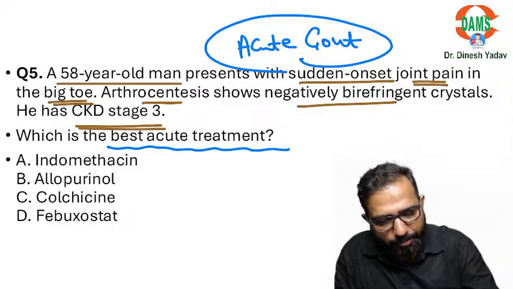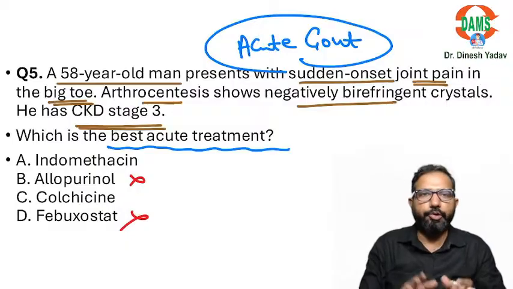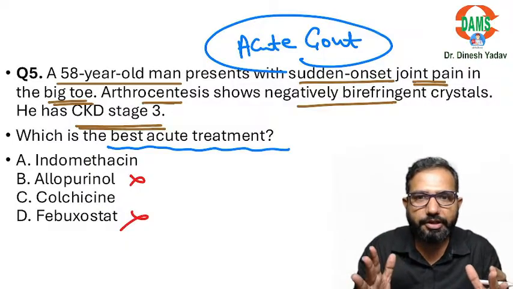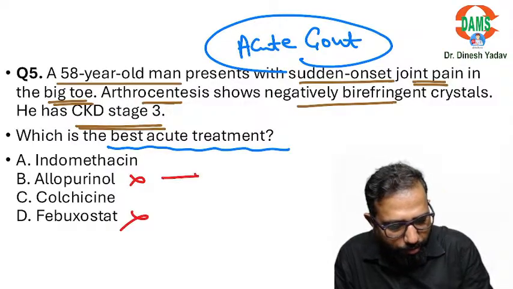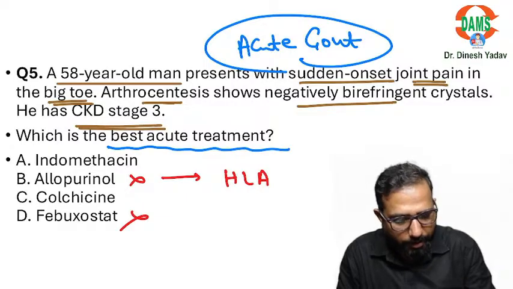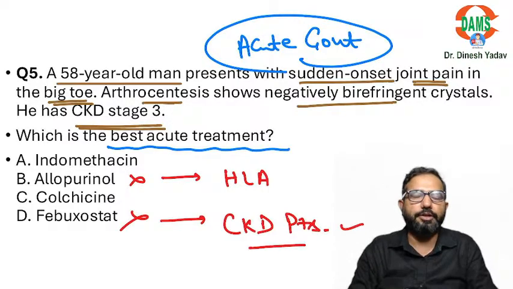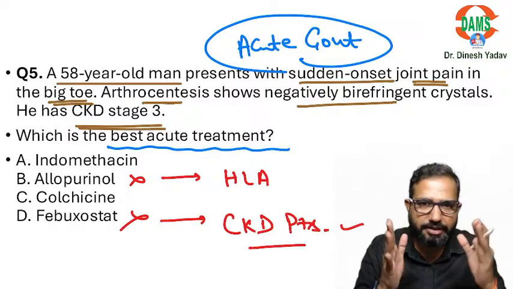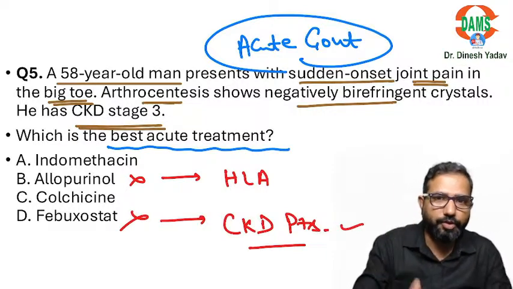If you ask me, sir, the question is about acute, so rule out these two options, because allopurinol and febuxostat are used in chronic gout. Allopurinol is used in chronic gout, but don't forget the HLA sensitivity. Febuxostat is a good drug for CKD patients, but that is for chronic, not for acute condition. The hypersensitivity risk is less with febuxostat. But the question is about the acute.